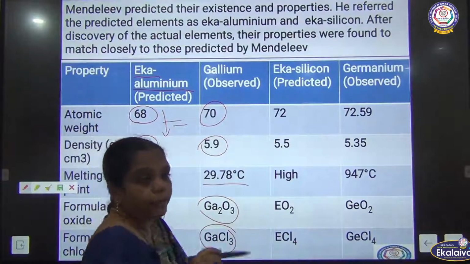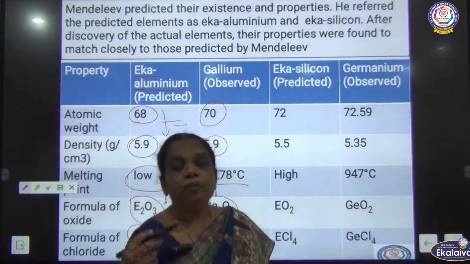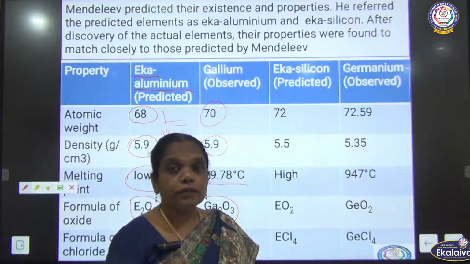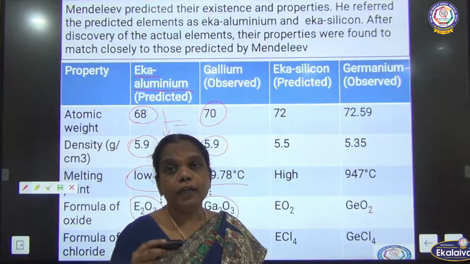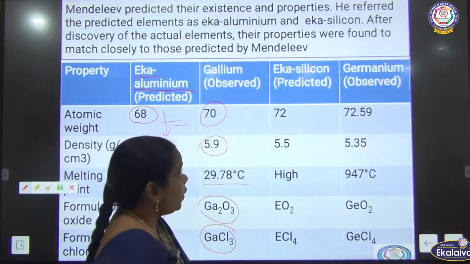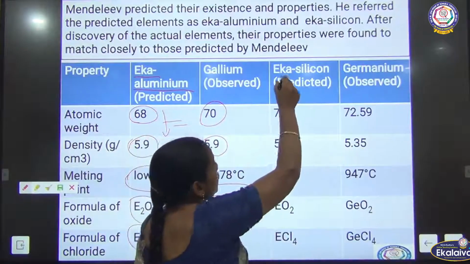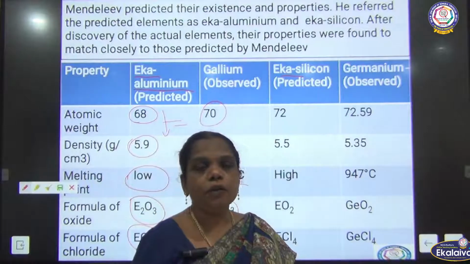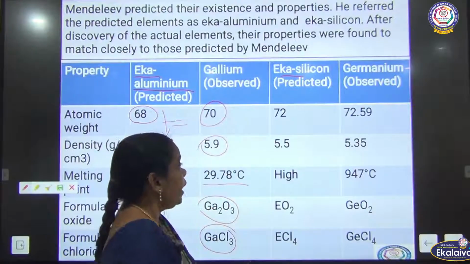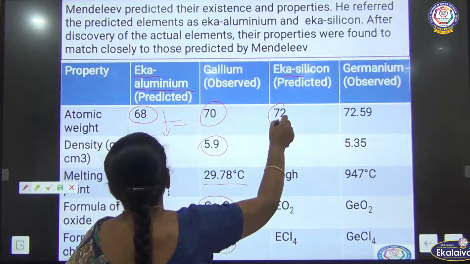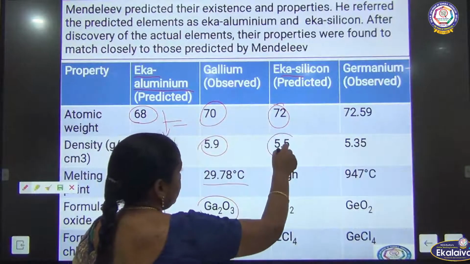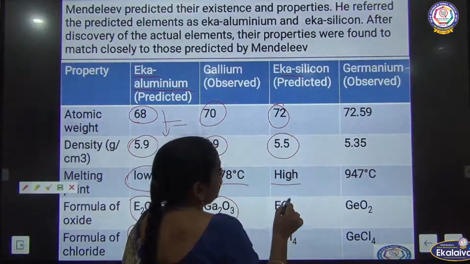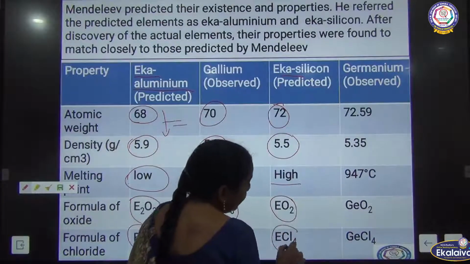So before discovering, he predicted some of the elements. See, he studied the elements. And next one, again, Eka silicon. After silicon, if any element is found, it may have an atomic weight of 72, and the density is 5.5, and the boiling point is very high. They can form dioxide and tetrachloride.